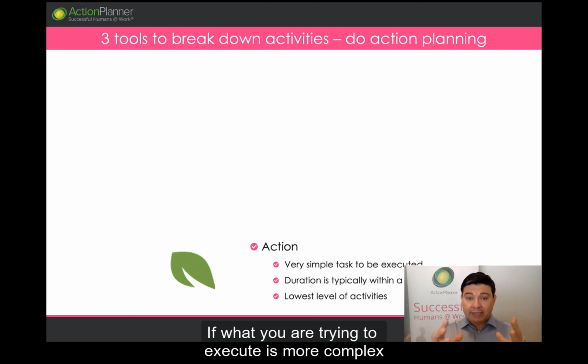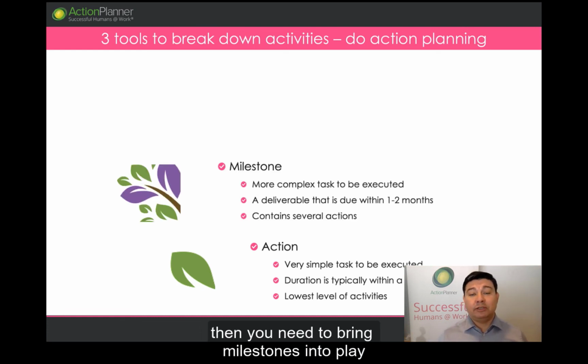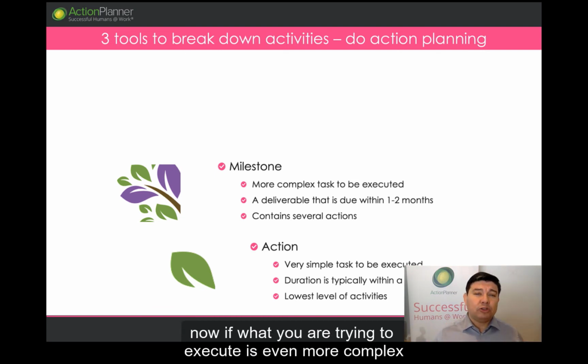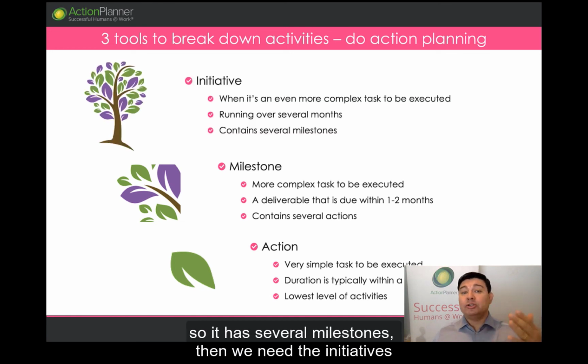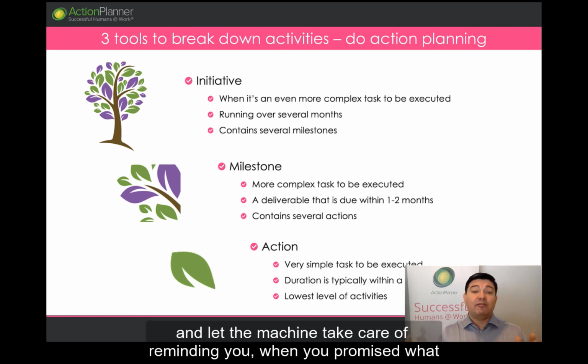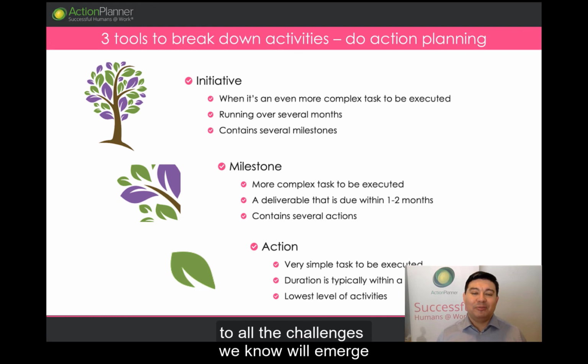If what you're trying to execute is more complex, then you need to have milestones into play, because milestones have several actions aligned to it. Now, if what you're trying to execute is even more complex, so it has several milestones, then we need the initiative. I hope that you can collect all your things in Action Planner and let the machine take care of reminding you when you promise what, so that you can focus on being creative and finding a solution to all the challenges we know will emerge.